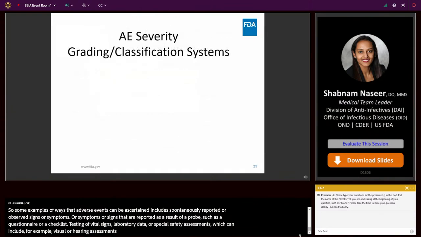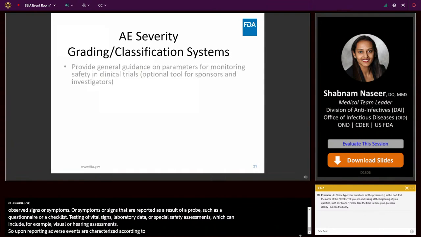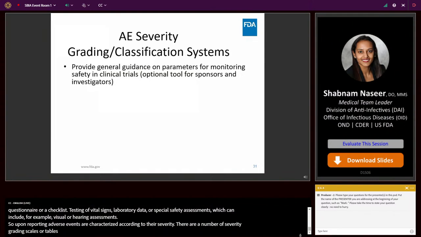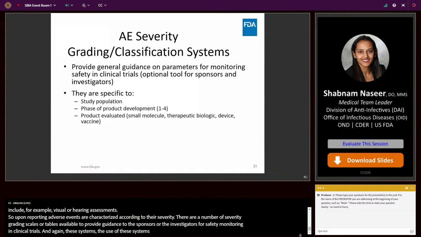So upon reporting, adverse events are characterized according to their severity. There are a number of severity grading scales or tables available to provide guidance to the sponsors or the investigators for safety monitoring in clinical trials. And again, the use of these systems is optional. They are specific to the study population.